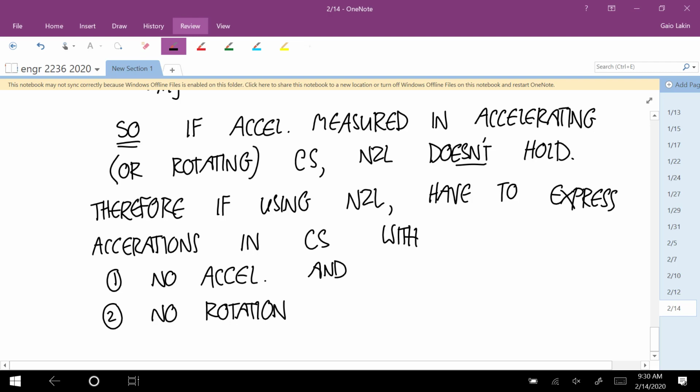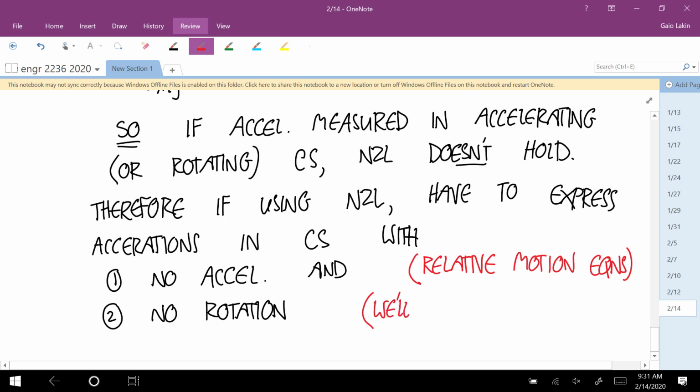Well, if the easiest coordinate system to use is accelerating, then you always deal with this using relative motion equations. Compared to a coordinate system that's rotating, this is a relatively simple thing to fix. If it's rotating, we'll talk about how to do this later, but that's more complicated.